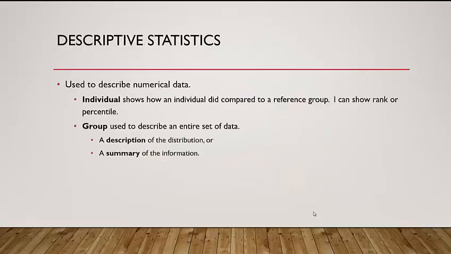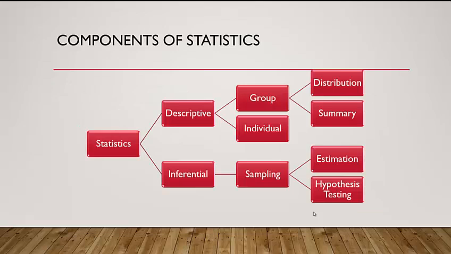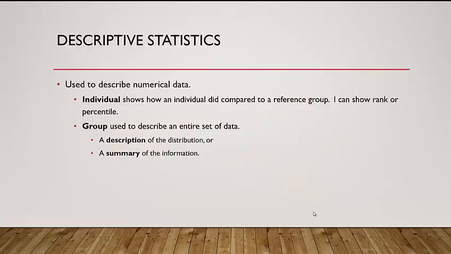So let's talk about what descriptive statistics are. Okay, descriptive statistics are simply used to describe numerical data. If we go back to our chart, we see group and individual, and then group is broken down into distribution and summary. So individual statistics shows how an individual did compared to a reference group. Okay, for example, we can show rank or percentile. Here, again, we're talking about descriptive statistics, so we're describing an individual.